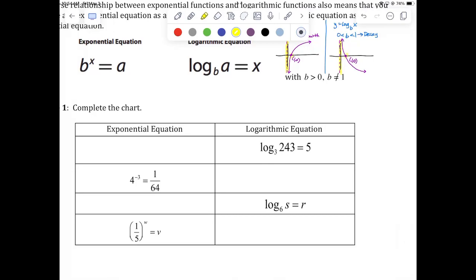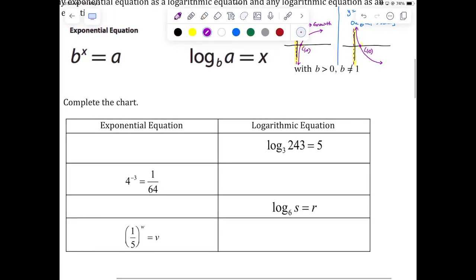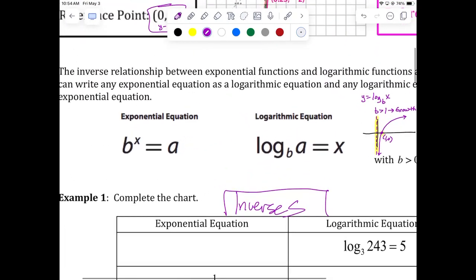Let's complete the chart. We're going to be doing inverses. This chart is going to be the inverses of each other. That's what the name of the chart is. So if I have log base 3 of 243 equals 5, that's how we read that. Log base 3 of 243 equals 5. How are we going to write that in exponential form? Well, here's the way that we can go back and forth between the two. All right? The base is easy. The base is still considered the base in both of them.